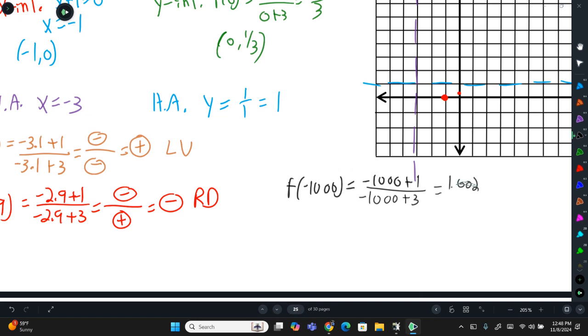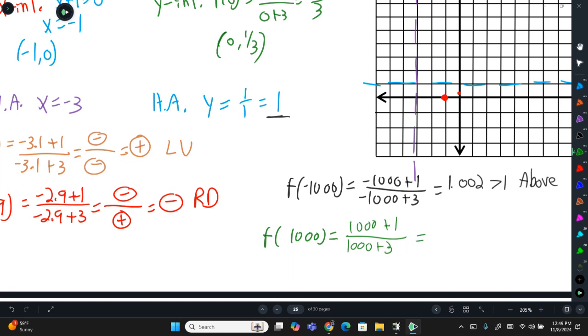Now, we compare that to the horizontal asymptote, which is y equals 1. That's bigger than 1, so it's going to be above. Now we're going to do the same thing with positive 1,000. 1,000 plus 1 over 1,000 plus 3. And that one's maybe a little bit easier to do in your calculator. I get 0.998, which is less than 1, so it's below.